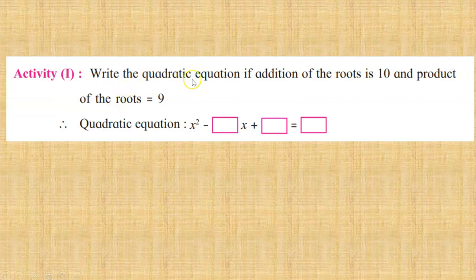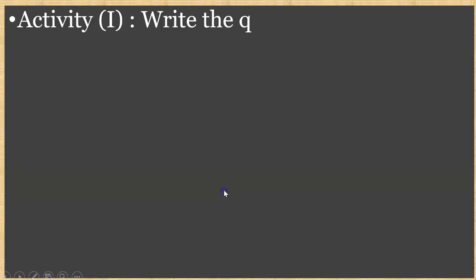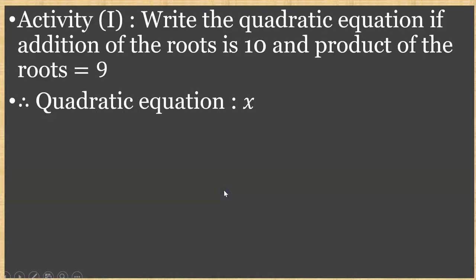Write the quadratic equation if the addition of the roots is 10 and the product of the roots is 9. Now the addition is given to us: x square, here we will write the addition, and here we will write the product. The addition is 10, so x square minus 10x plus 9 is equal to 0. Okay. That is the same question: x square minus 10x plus 9 is equal to 0.